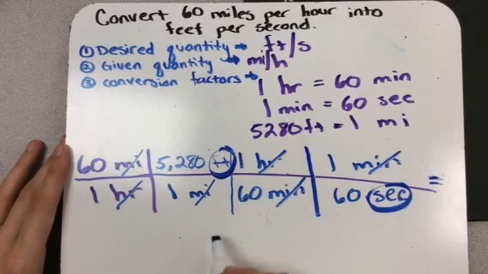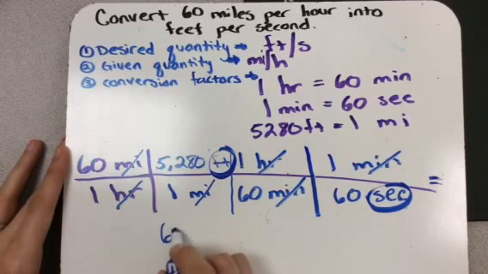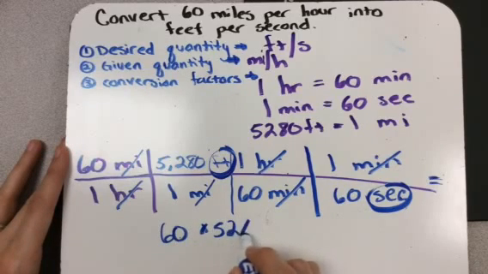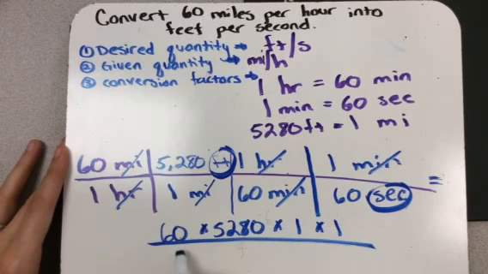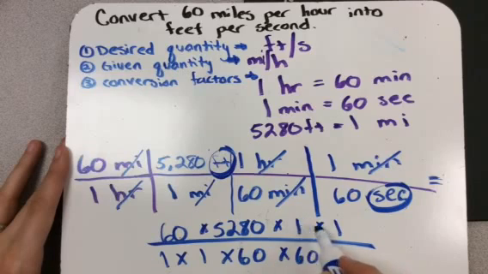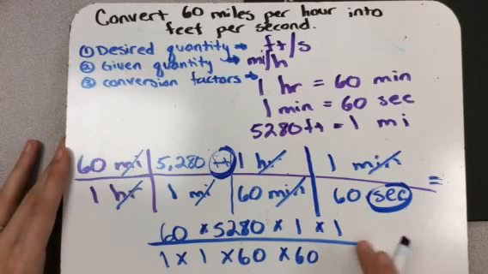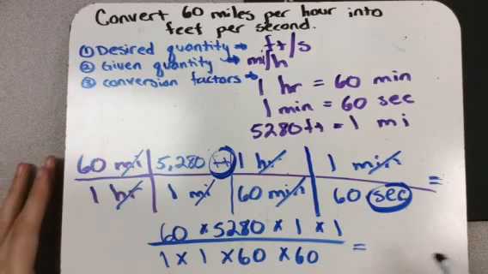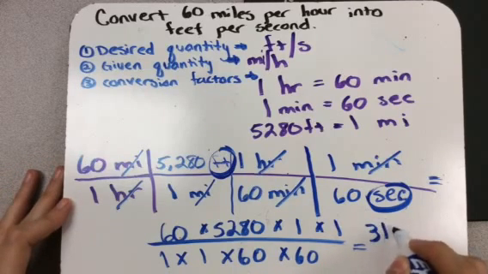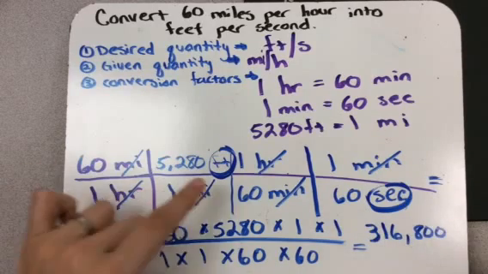Once you have it set up, now you do the actual math part. You do the 60 times 5,280 times 1 times 1 divided by 1 times 60 times 60. You can pretty much ignore all of the ones. Multiplying and dividing by 1 doesn't really do anything, nothing exciting. When you multiply 60 times 5,280, you get 316,800, and that would be feet.